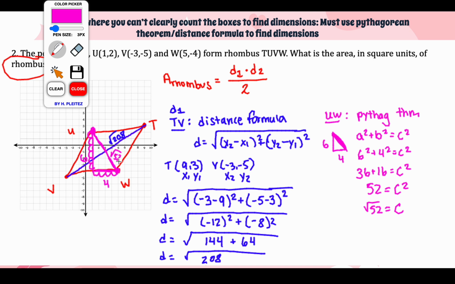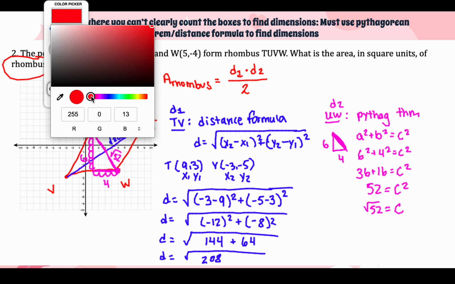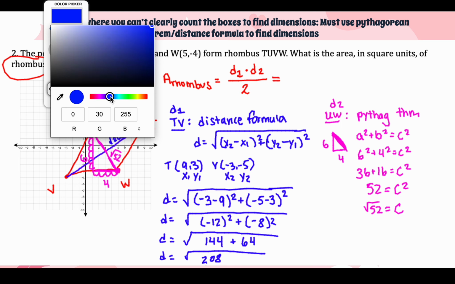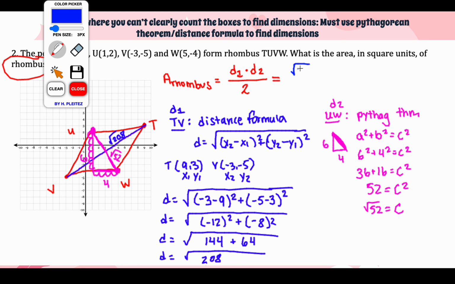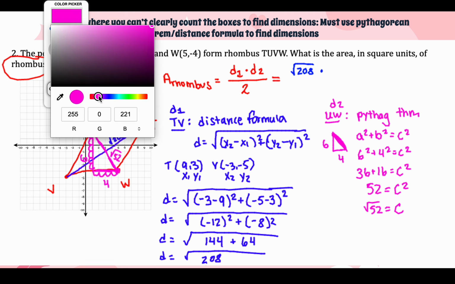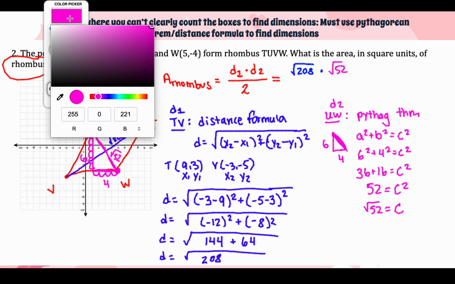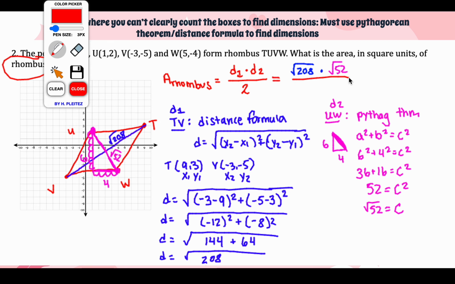So now that we have the lengths, and again, we label that as D2, so our area formula, and this is going to come from here, right? Now, our diagonal 1, which is what we found in blue, is radical 208 times our second diagonal, which we found in this purplish color, was radical 52. And then we're going to have to divide all of that by 2.